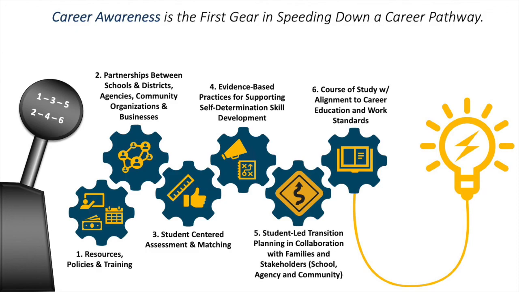And finally, if we do all of these 5 steps here, it results in a course of study and a transition plan that aligns strongly with both the students' goals and their career education, work standards, and needs and requirements of employers in the community. So this helps to best align young people and what they're interested in and what they're good at and what they'd like to be better at with the needs and requirements and expectations of different careers and opportunities in their community and beyond.